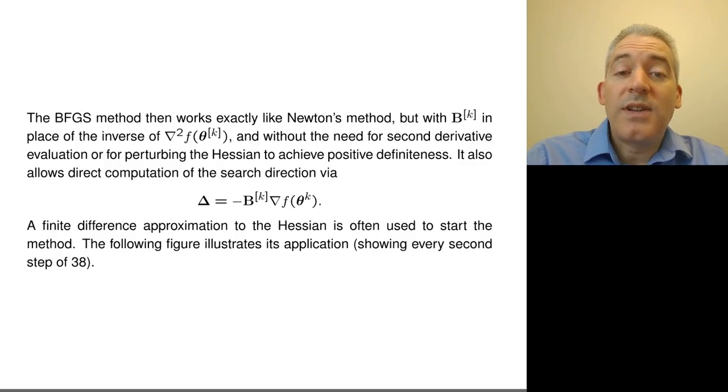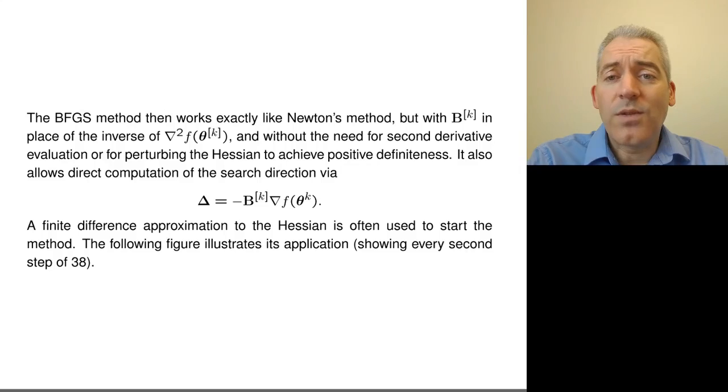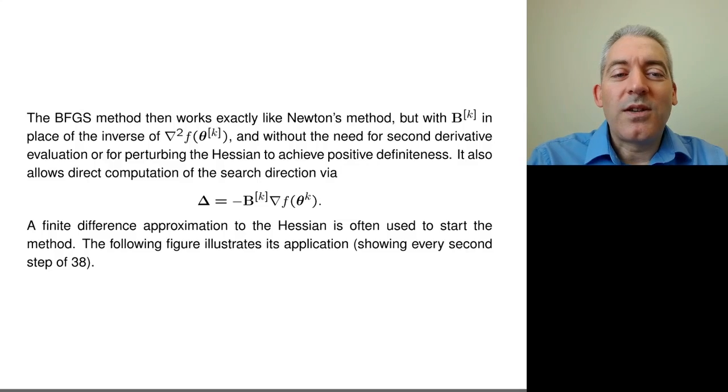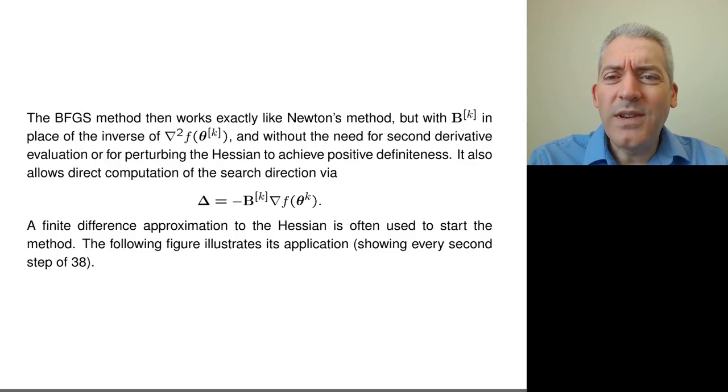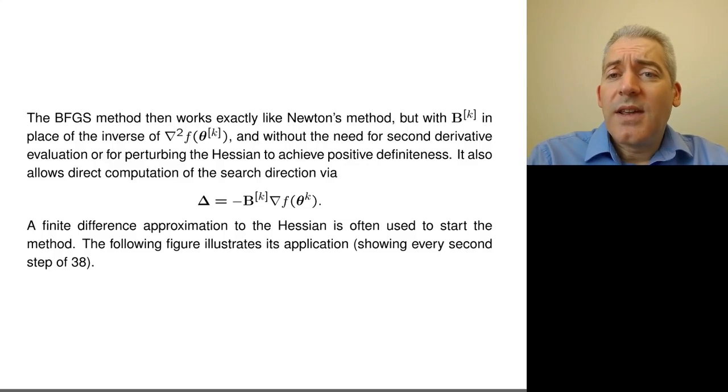The final question is, how do we start off the algorithm? We need a reasonable guess at the Hessian to get going, because remember, we're just doing a low rank update at each stage, so we probably want to start off with a reasonable estimate of the Hessian, and ideally also a positive definite estimate of the Hessian. So you usually start it off with doing something like finite differencing to get an initial estimate of the Hessian.